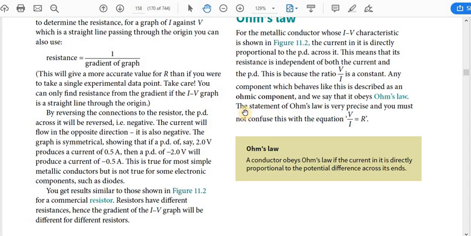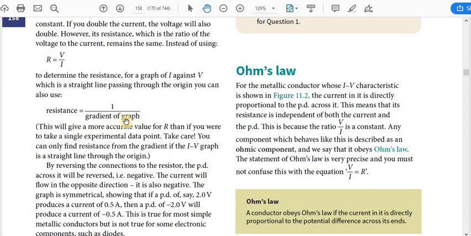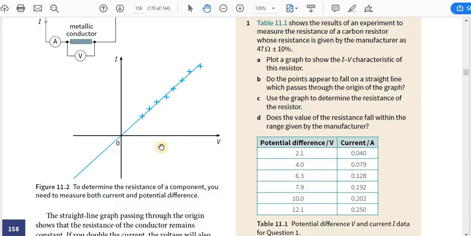You have to memorize the definitions with understanding, because in the exam papers, especially in paper 2, and if you are doing A2, paper 4 also, they ask you to write the definitions. Ohm's law: a conductor obeys Ohm's law if the current in it is directly proportional to the potential difference across its ends. So that is this equation. You have to be able to write this, and you should also know the equation. Resistance is 1 over the gradient if it's an I versus V graph.